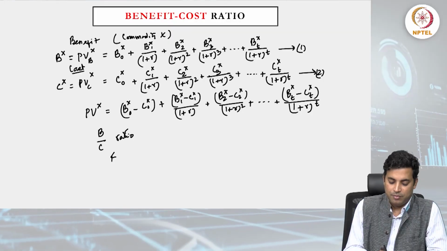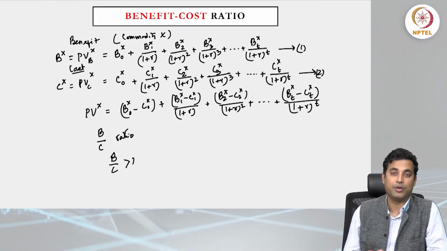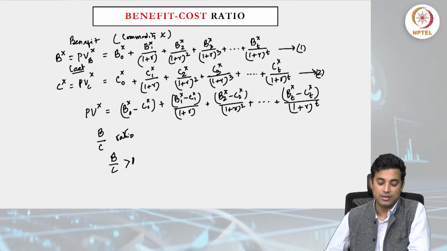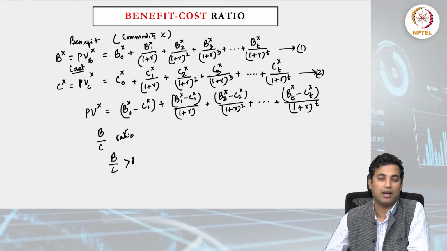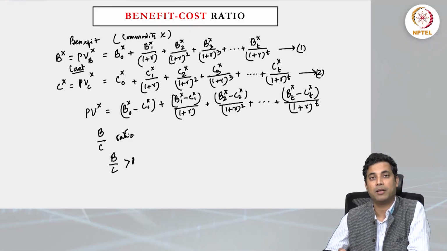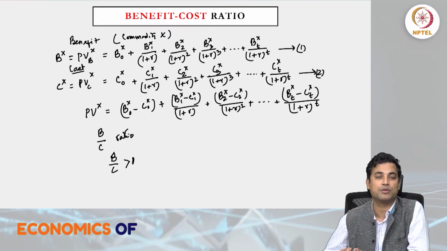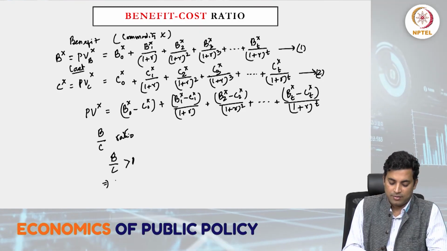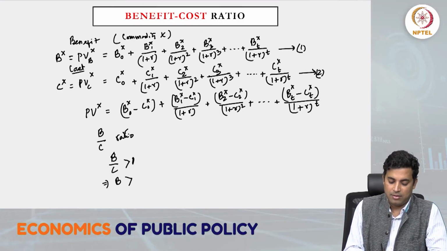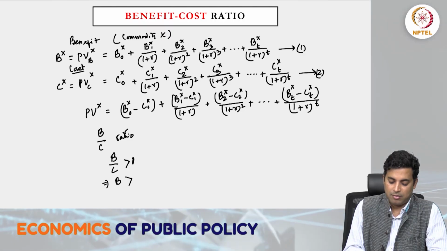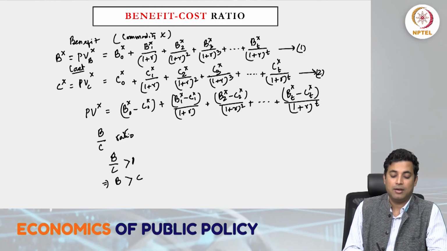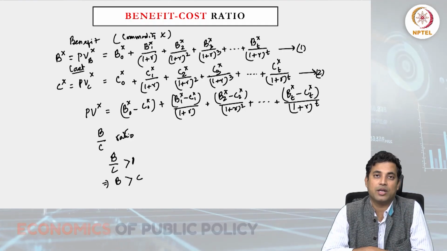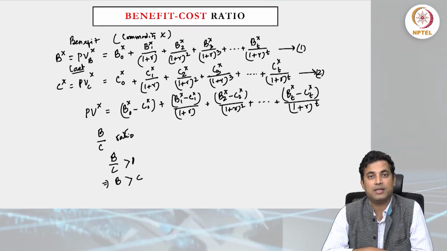So if the B by C ratio is more than 1, it's like we are getting more benefit than the cost, and then certainly that project should be running, or that project, be it a public sector project or public goods project, should be implemented. So in short, it is basically B, benefit, is higher than C, right? So this is what we get from the benefit to cost ratio of public policy measures.